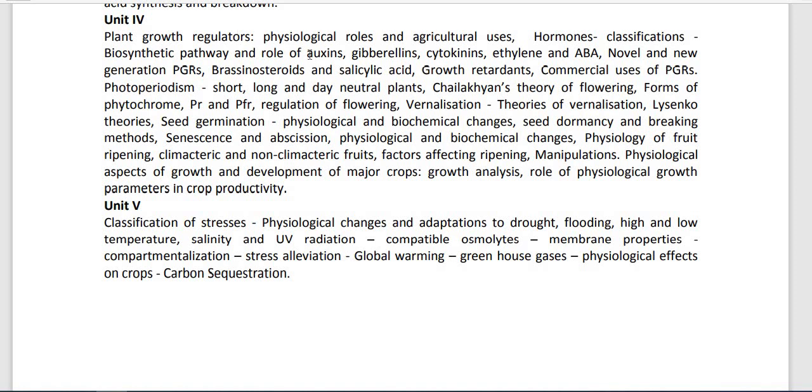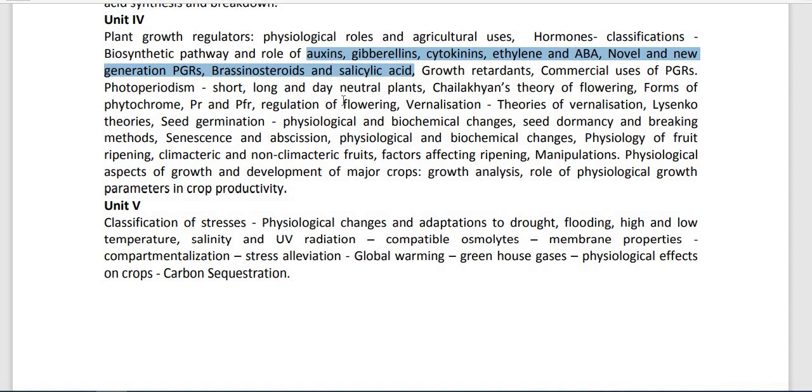Plant growth regulators include auxin, GA, cytokinin, ethylene, ABA, and also some novel, newly found PGRs like brassinosteroids, jasmonic acid and salicylic acid. You have to know the physiological role of all these plant growth regulators in plants and their agricultural, that is commercial, uses. You also have to know the biosynthetic pathway, mainly the precursor for auxin, GA, cytokinin, ethylene, ABA, brassinosteroids.